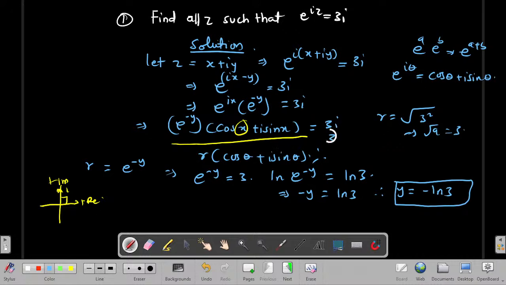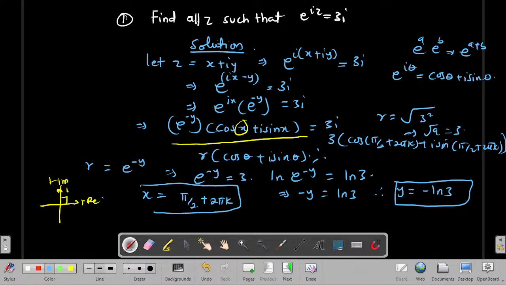So I can say that I have here 3 multiplying cosine of the expression pi on 2 plus 2 pi k, plus i sine of pi on 2 plus 2 pi k, right? So that is it. Now you can clearly see that the argument, which is equal to x on the left hand side, will be equal to pi on 2 plus 2 pi k. And that is it. So now I have my x, I have my y.